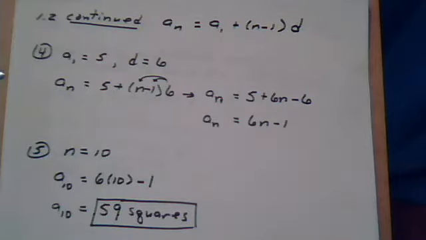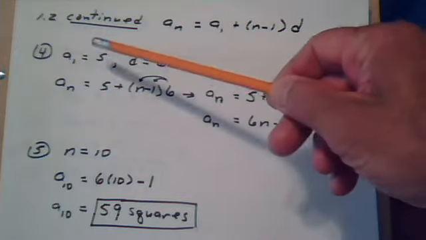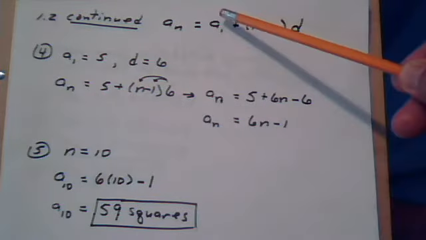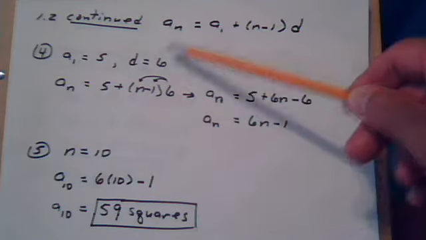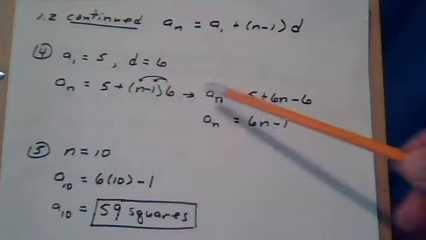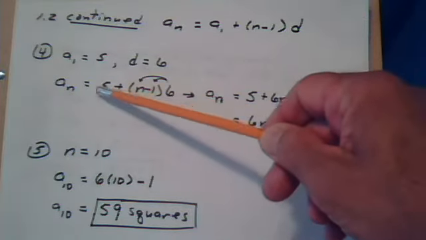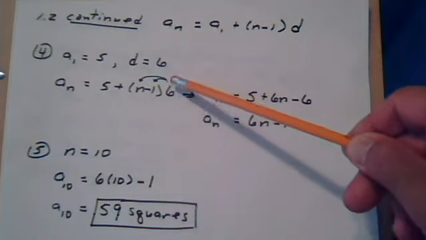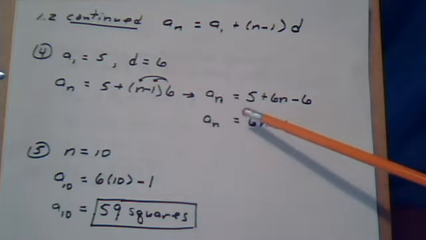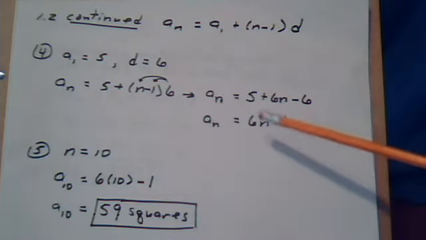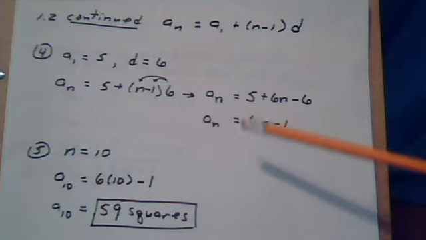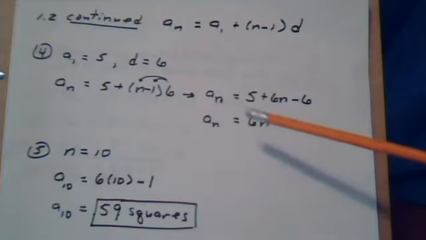So how many squares does the 10th figure have? Okay, you plug in what you know. Term number 1 goes here. The arithmetic difference goes here, right here. Term number 1, arithmetic difference. Distribute, simplify. Now you have a formula. So this arithmetic sequence formula works for this problem.